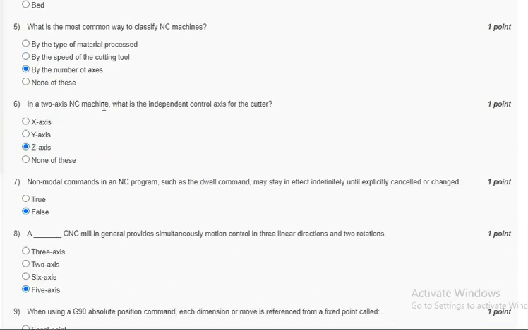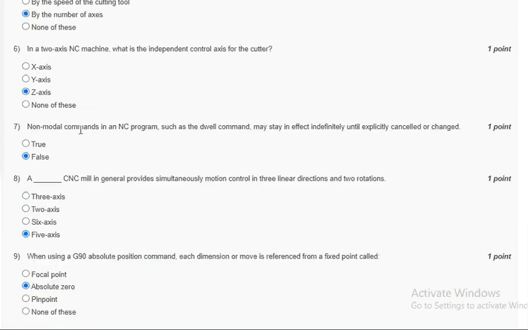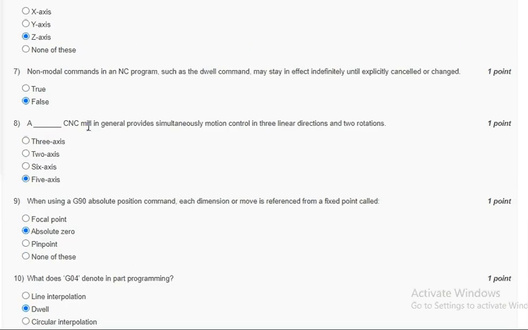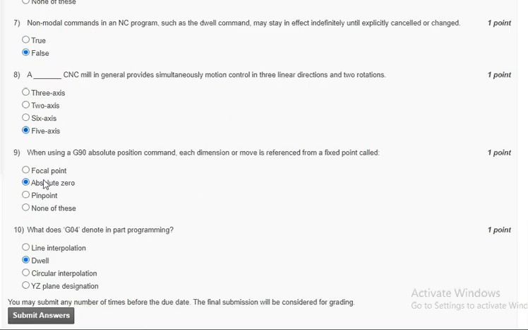In a 2-axis NC machine, what is the independent control axis for the cutter? Z axis. The non-modal command for question number 7 is a false statement. So 3 linear and 2 rotational motions, it is a 5-axis machine. So for question number 8, the fourth option is correct.